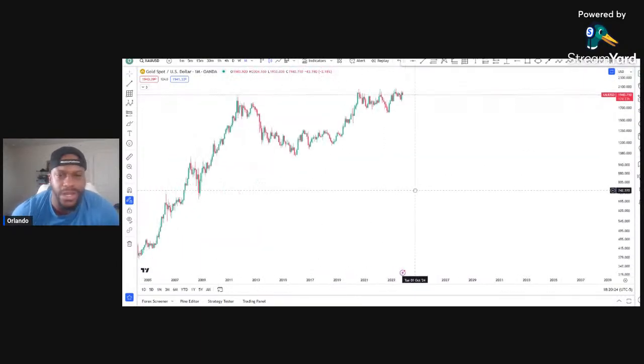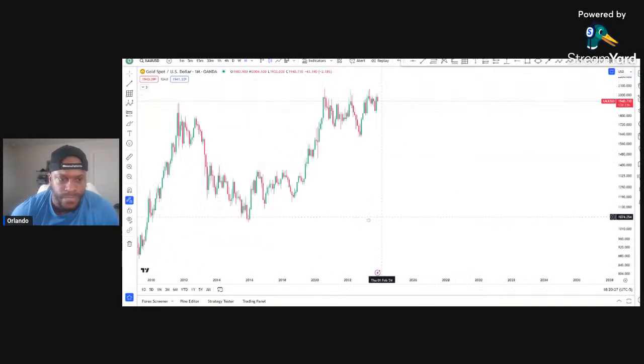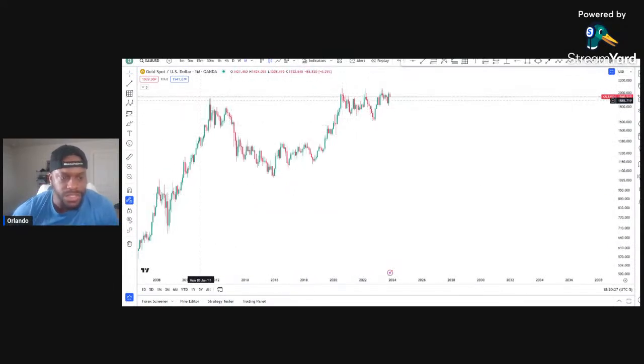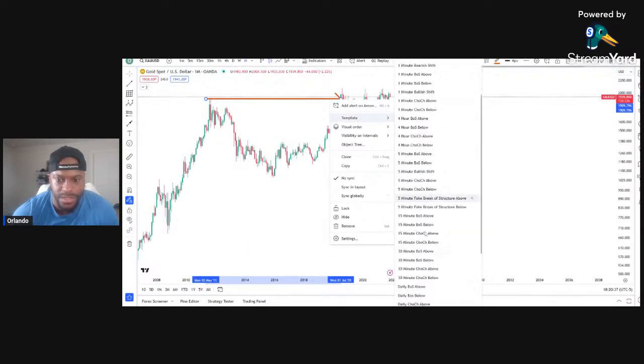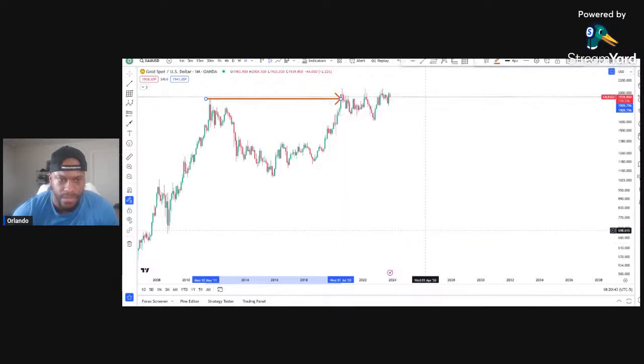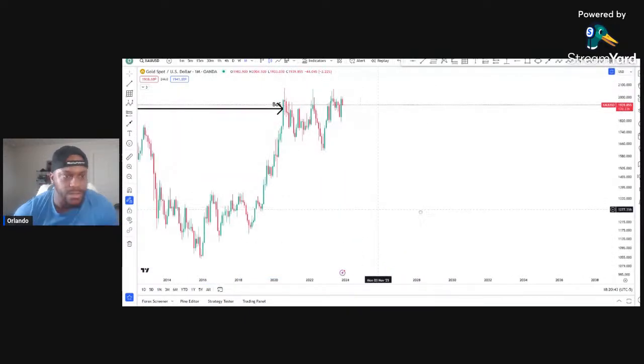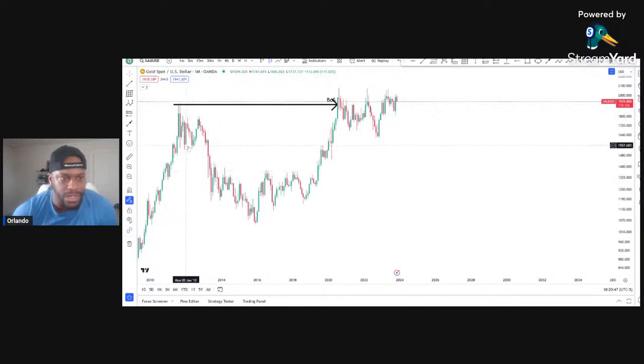So now let's go to the actual markups on gold in order to identify these things from the monthly all the way down to the 1 day. And so here's the deal. This is a distribution, right? And let's show you how to mark up true market structure. This is a distribution. This is going because price went down from here. We're on the monthly, so this is going to be a monthly break of structure above. Now you have a distribution that led to a low, and this right here in between is a change of character.